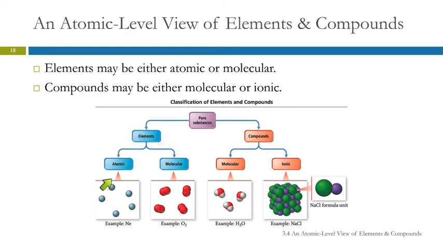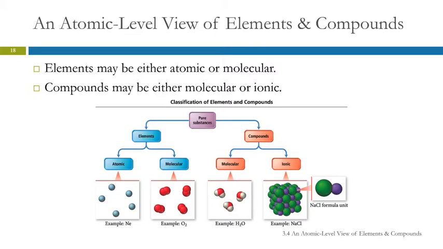For the elements, some of them are atomic, meaning the smallest particles are individual atoms, and some elements are molecular, meaning that two atoms of that same element, oxygen, form a covalent bond with each other, and there are discrete molecules. When we talk about compounds, these can be either molecular, where they're sharing electrons, or they can be ionic, where they've transferred electrons and formed ions. So the smallest particle in a molecular compound is a molecule. The smallest particle in an ionic compound is an ion.